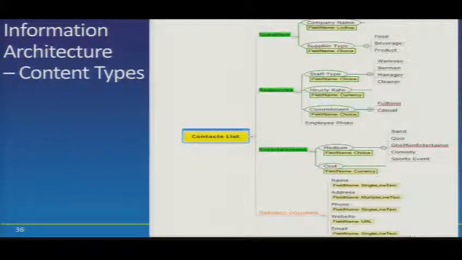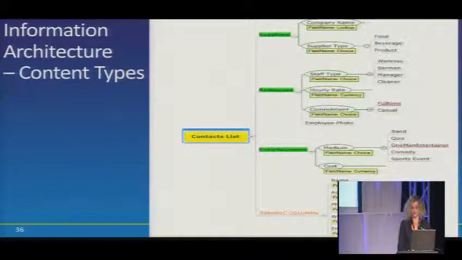So I'm not too sure how much of that you can see, but basically it's going to have different metadata fields for each of those content types, with the green ones being the content type field.